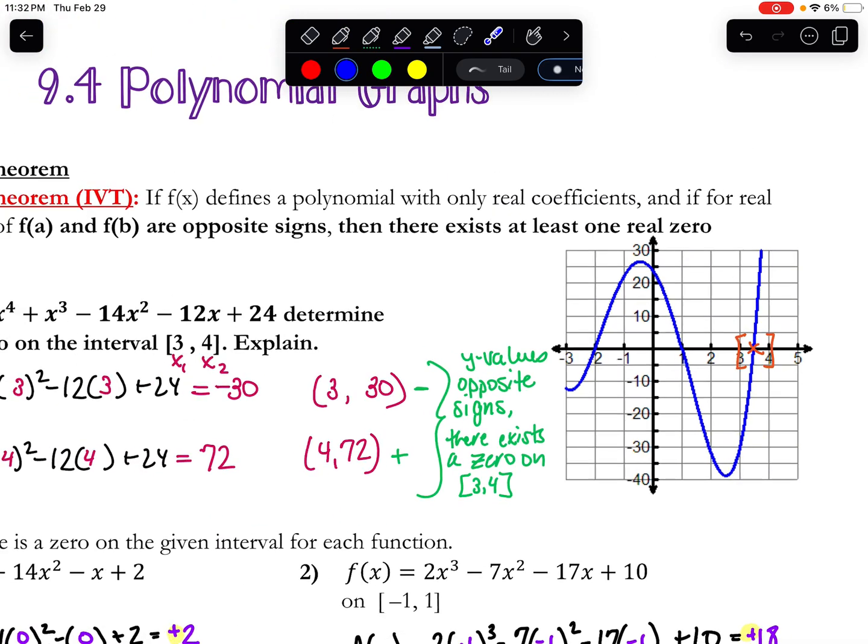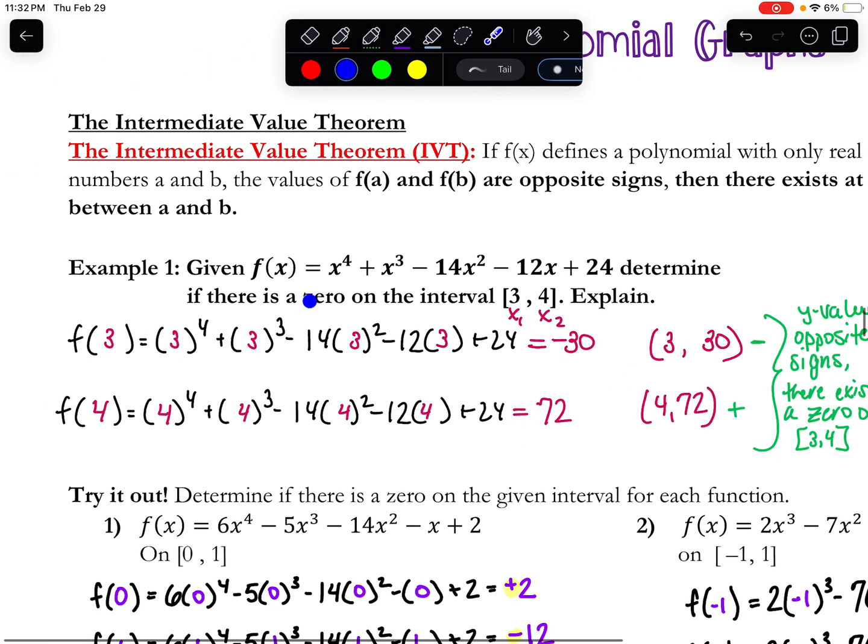But how do we do that? How do we answer that question? Does a 0 exist on this interval without the graph? The intermediate value theorem says that if you have an interval, let's say we're looking between a and b, two x values, a and b, as long as their corresponding y values have opposite signs, then we can say that a 0 exists between a and b.